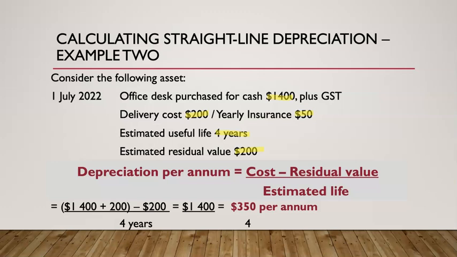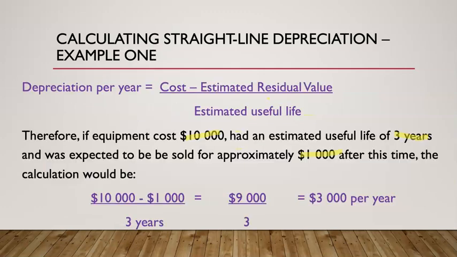Residual value is $200, apologies, and we have it for 4 years. So it's going to be $1,400 divided by 4, so $350 per annum. But if we think back to example 1, which is this one here, let's think about how we use this example to report depreciation in an income statement, because it's an expense, and also what our balance sheet will look like because of this depreciation.